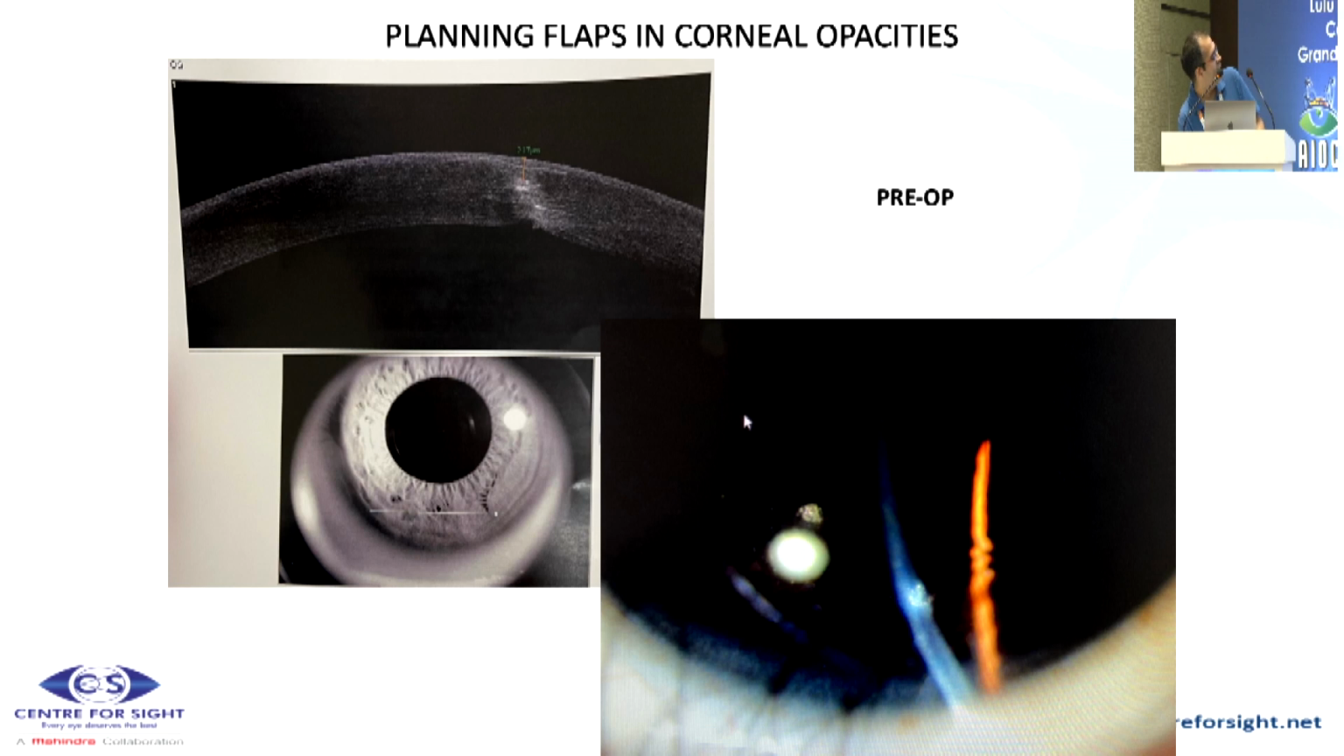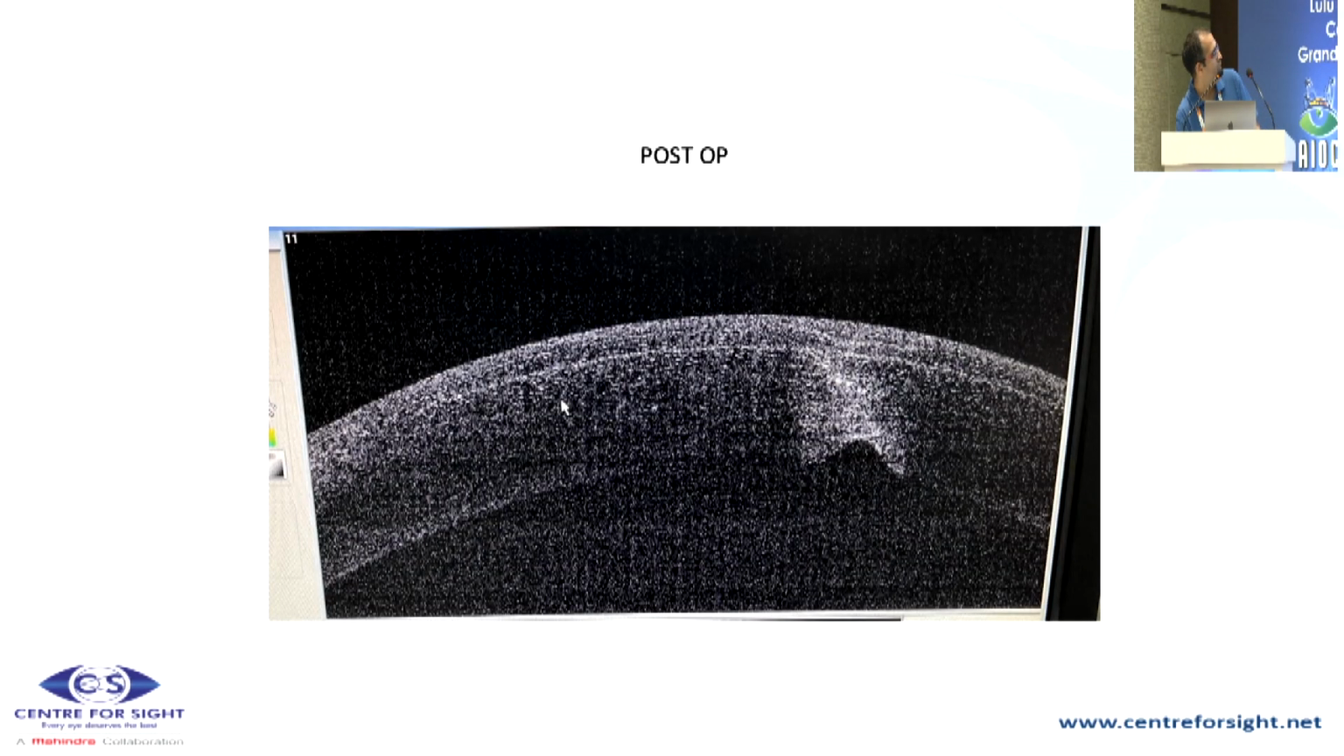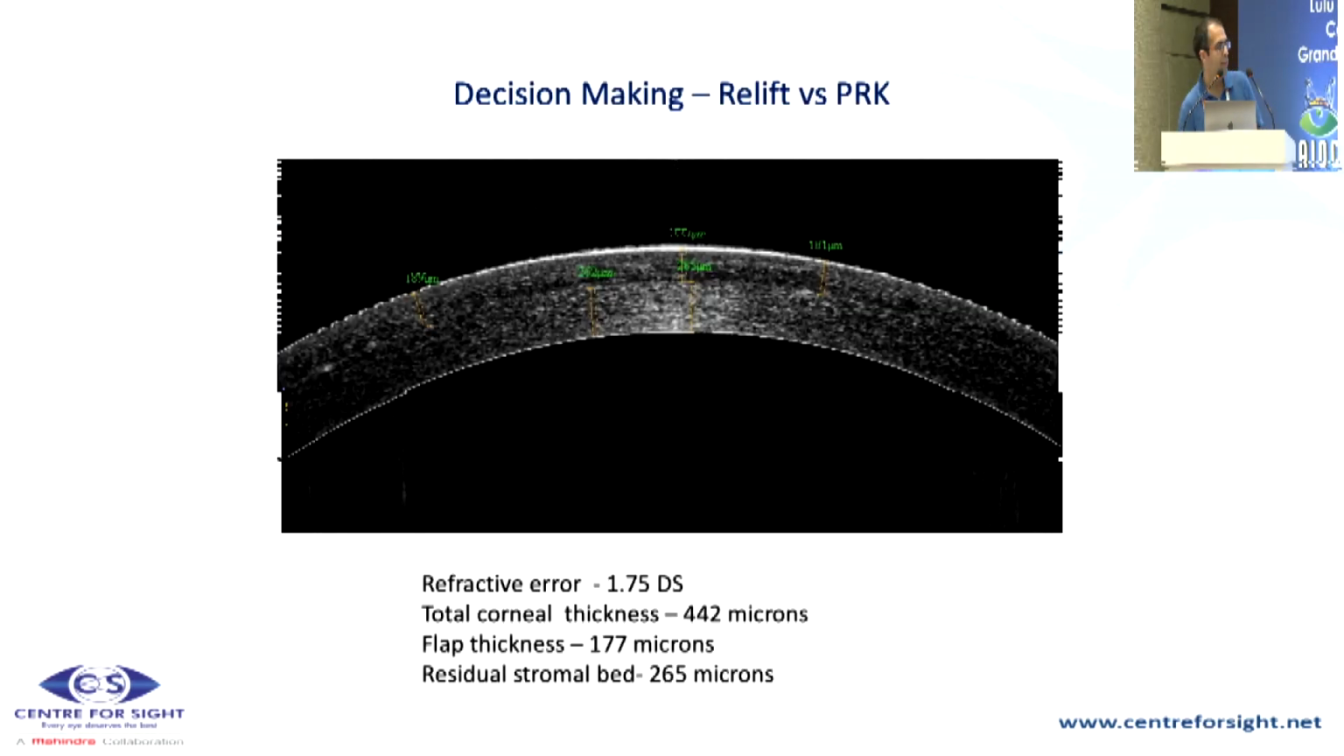So pre-operatively, if you look at the AS-OCT, we can see that the earliest starting point of the opacity is at about 217 micron, and our flap will be at 110 micron, so we are pretty safe. So we went ahead and did the surgery, and you can see post-surgery also, our flap is much above the 217 area. So it's like a diagnostic modality telling us when we can or cannot do a surgery. It can also help us make a decision whether to lift a flap after a corneal surgery.